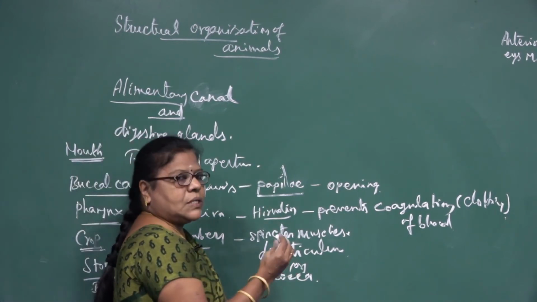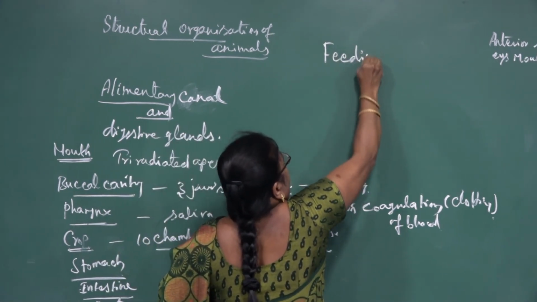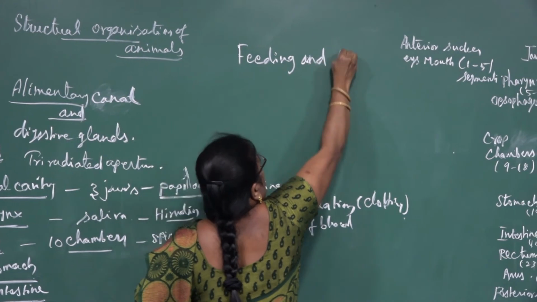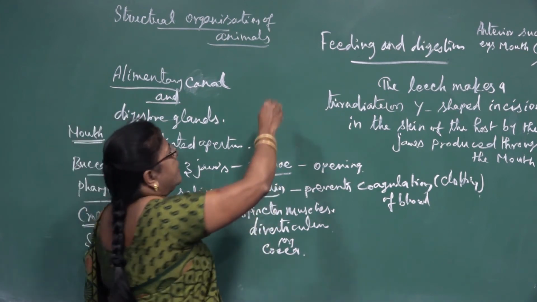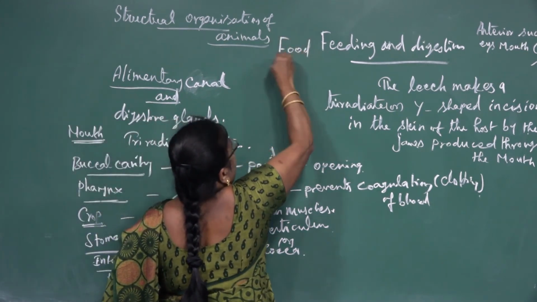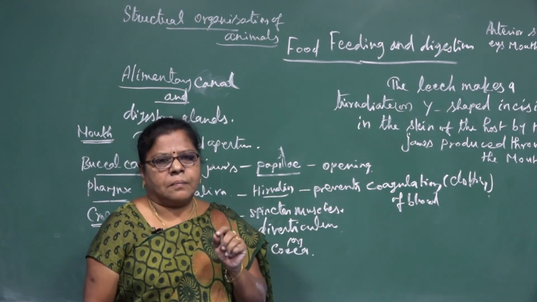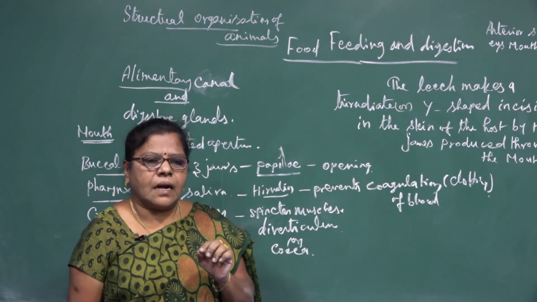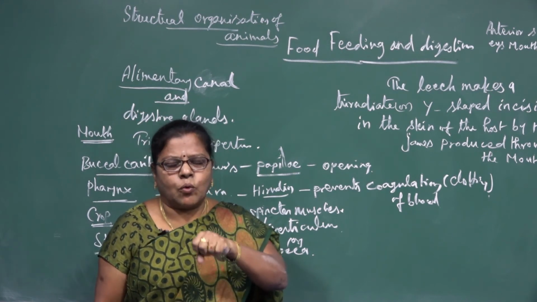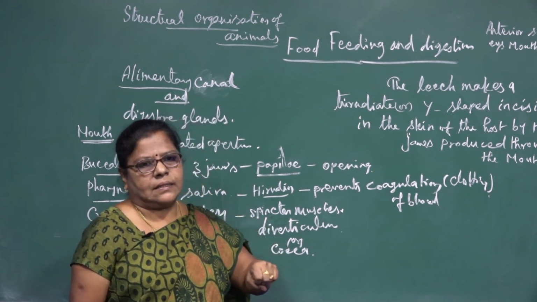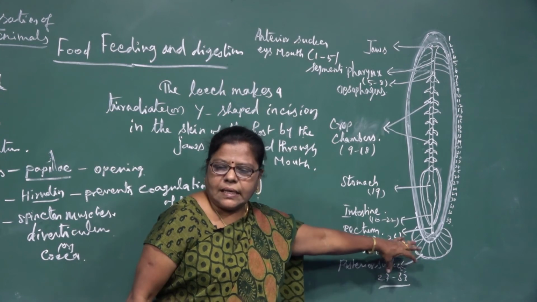Next, how it performs its function. That means feeding and digestion. The leech feeds by sucking blood from cattle and other domestic animals. While sucking the blood, it firmly attaches to the host body with the help of the suckers. The suckers are present in the posterior region, in the 27 to 33 segments.